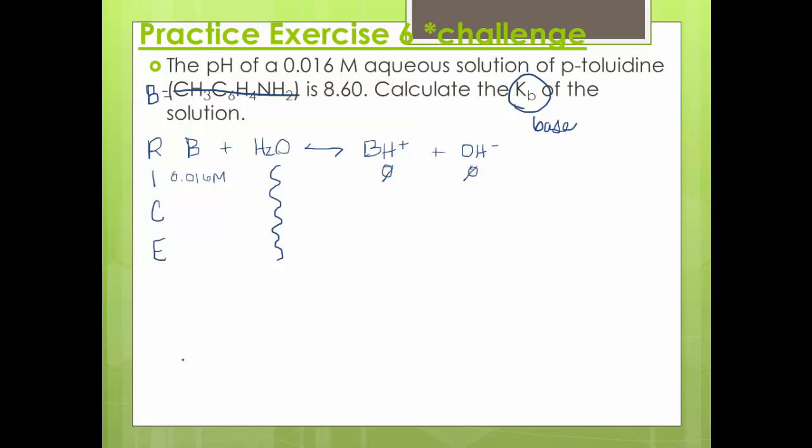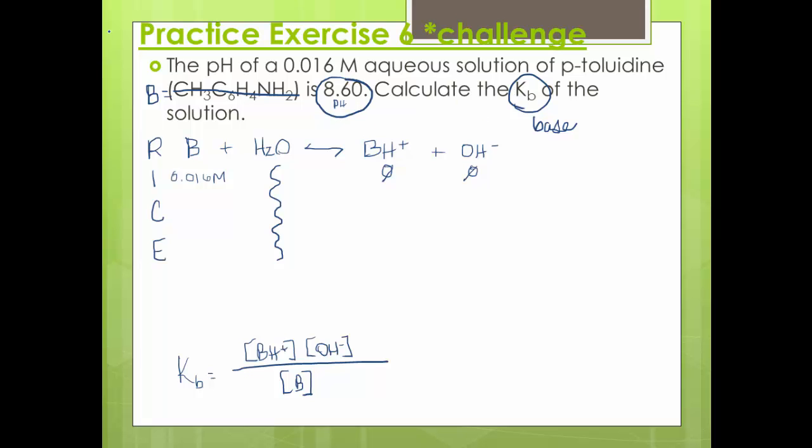I'm trying to calculate the Kb. That's going to happen down here eventually. I'm going to go ahead and set it up. It's going to be BH plus times OH minus over the original B value. We leave out the water. Products over reactants, leave out the water. But again, I haven't been given anything to directly fill in the rice table. The only other piece of information I was given was that the pH is 8.6. That's going to be my starting point, okay?